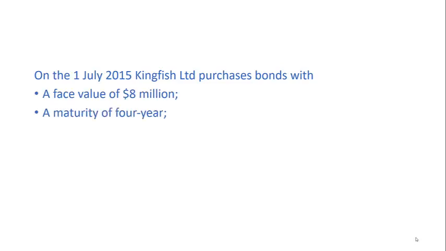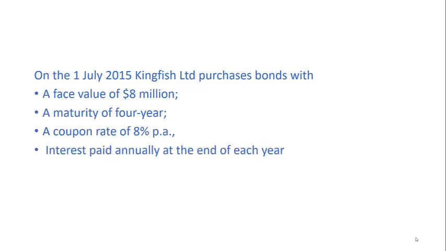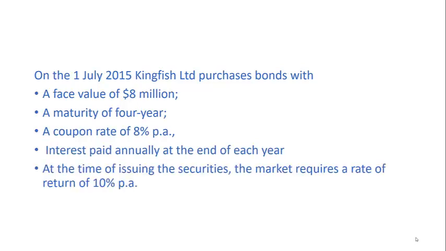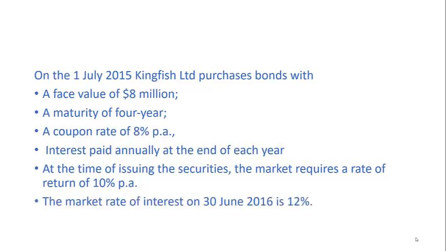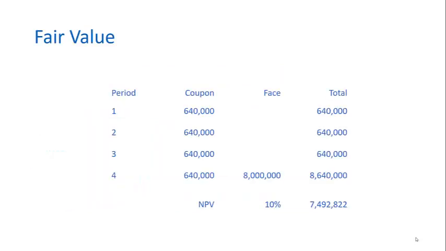In this particular example, we have a company who purchases some bonds with a face value of $8 million, maturity of 4 years, a coupon of 8%, and interest is paid annually at the end of each year. At the time of issuing the bonds, the market requires a rate of return of 10%. The market rate of interest on the 30th of June 2016, 1 year later, is 12%. So what does the accounting look like?